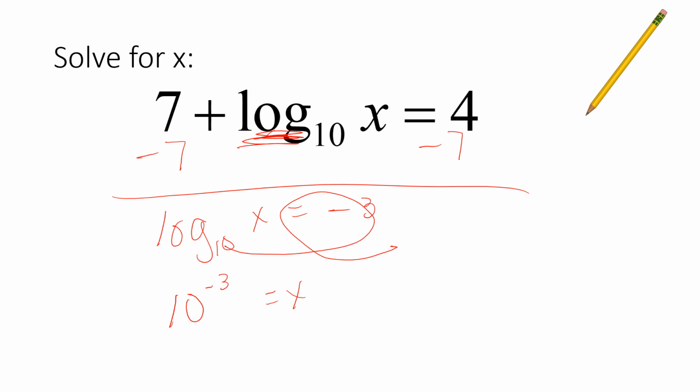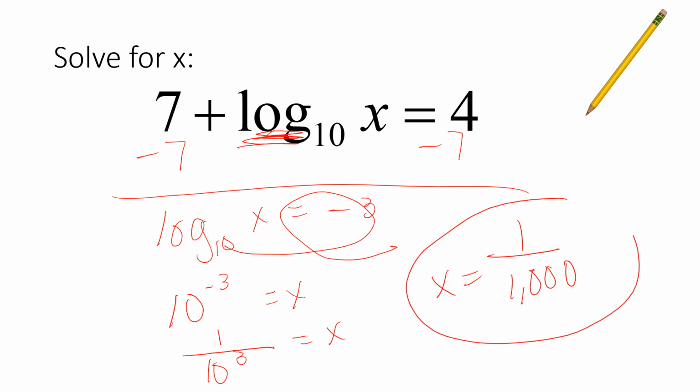Well, 10 to the negative third means I'm going to put 1 over 10 to the third, and I know 10 to the third is 1,000. So my answer is going to be x is equal to 1 over 1,000.